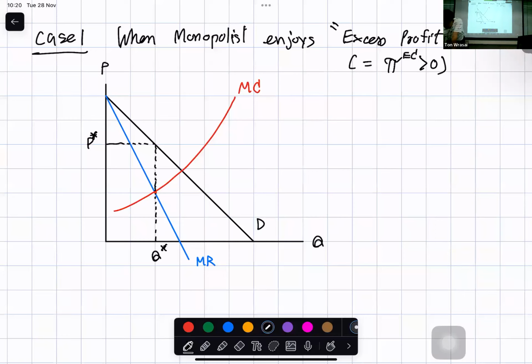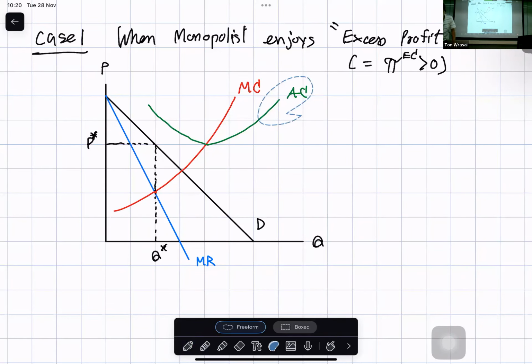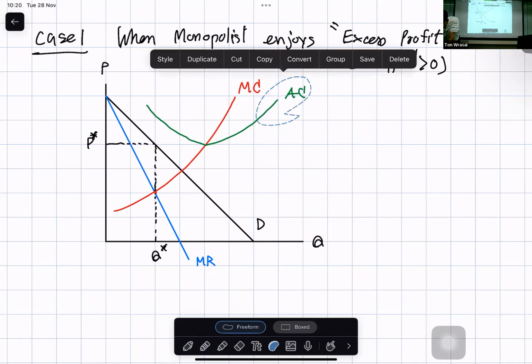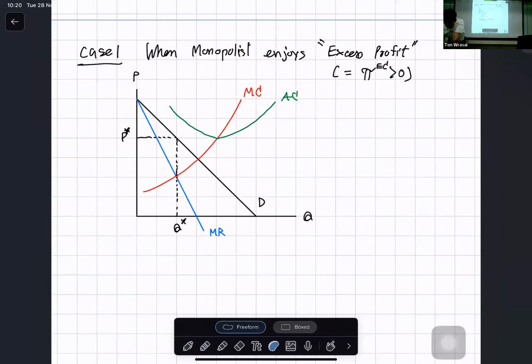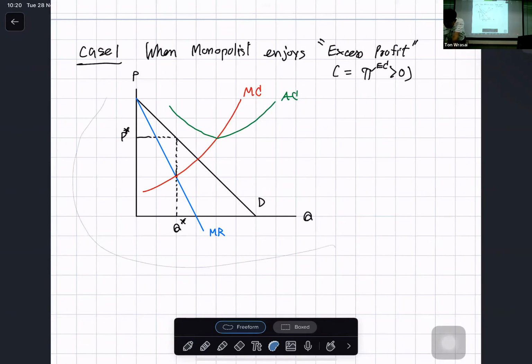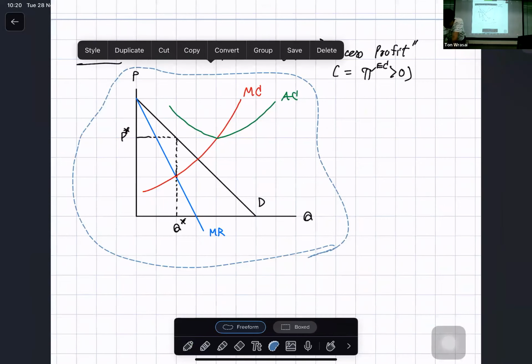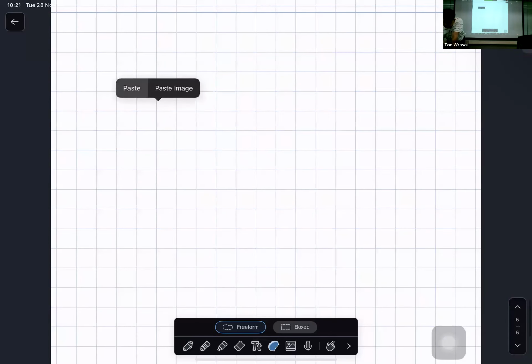Next, draw together the AC curve. Now it's a tricky part, but before doing anything further, let's copy this first. We are going to use it as a prototype for case 2 and case 3.